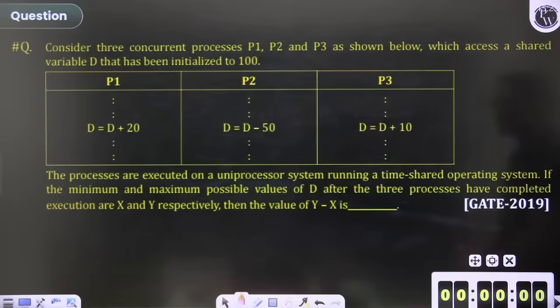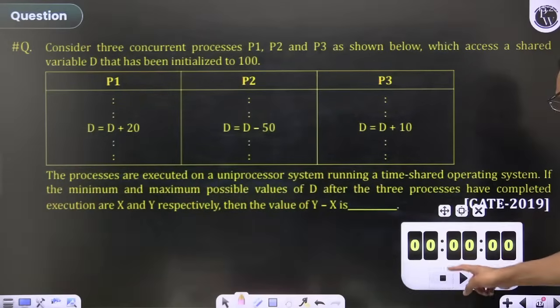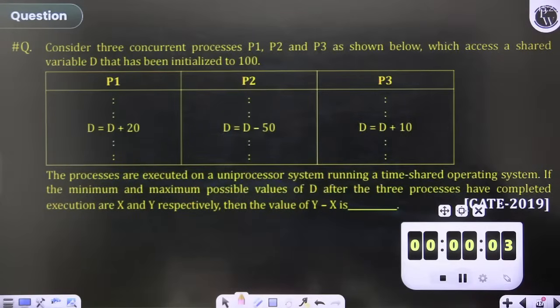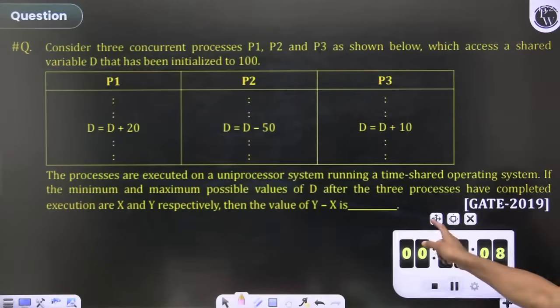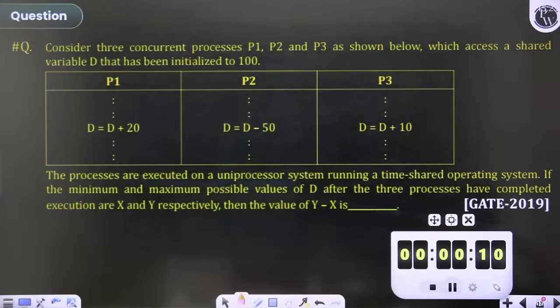Okay, let's go to the next question. Oh, this is easy. This is such an easy question. You can answer it very easily. It won't even take much of the time.